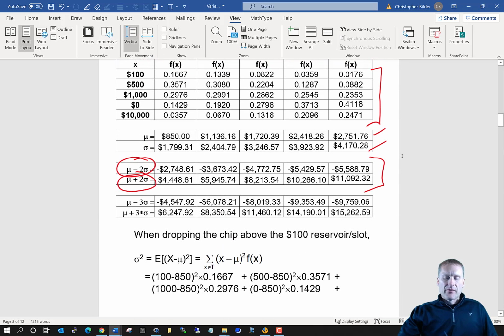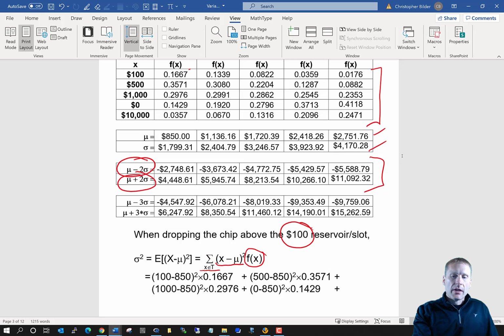So let's take a look at, in particular, if I were to drop it on the side of the board where there's a $100 slot, how would I actually calculate then the variance? And we'll use the longer formula for this. So I want to find the expected value of x minus mu squared. In other words, I want to take the sum over all possible values of x, 100, 500, 1,000, 10,000. I want to each time find your winnings minus the mean winnings, square it, and then weight it by the corresponding probability that you get those winnings.